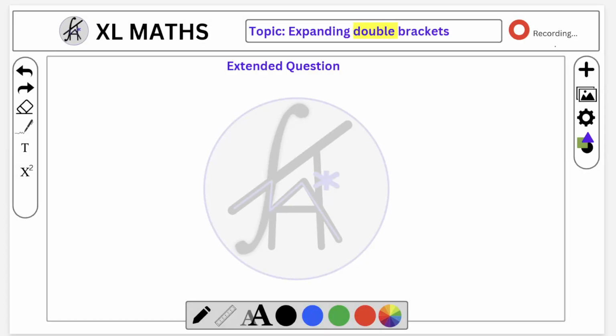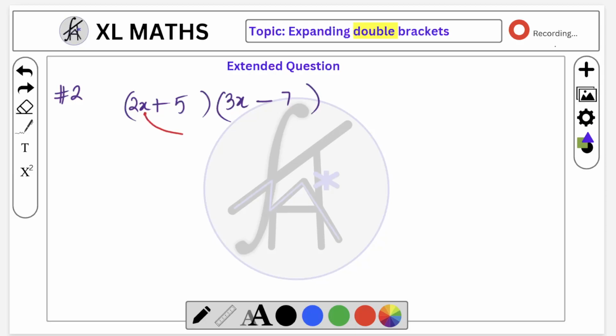So we are actually discussing expanding brackets, expanding double brackets. Here we have an extended question. That means our x is not the lone x, it will have some coefficients. And this is type 2. Type 1 we have already discussed. So type 2 is where we are talking about two brackets where the first one is positive but the other one is negative. So say for example it's 2x plus 5 and 3x minus 7. Okay, how to do that?